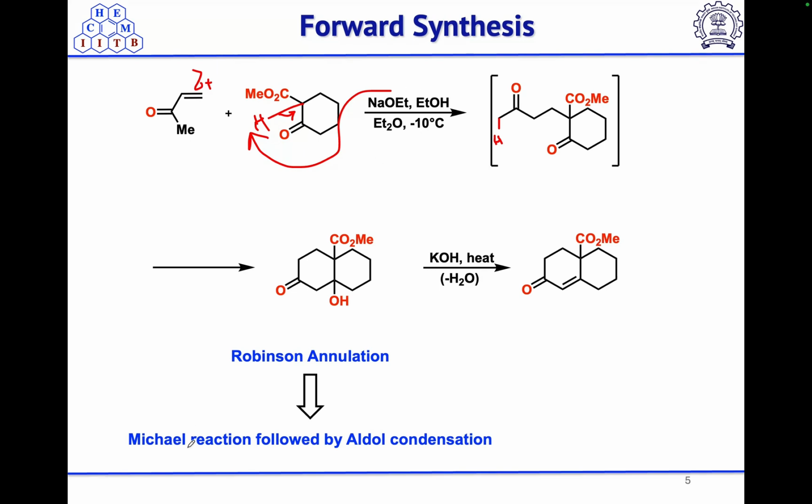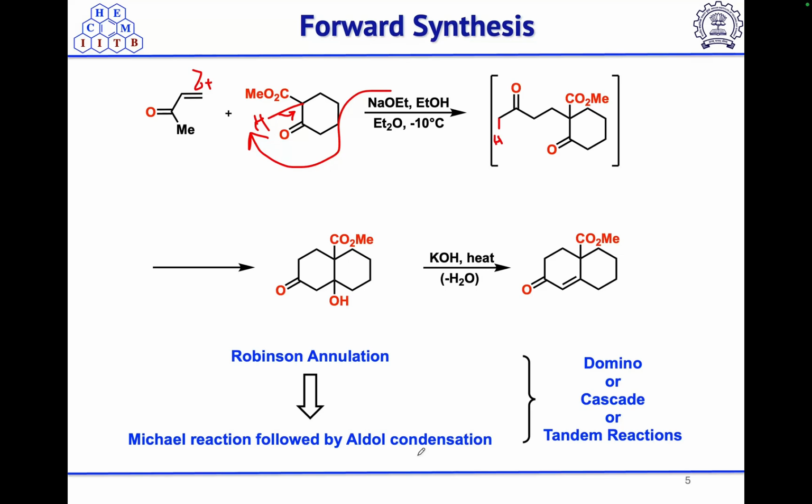So in this first condition, only the Michael reaction followed by aldol condensation, both are happening. That's why we call this type of reaction domino reactions, or cascade reactions, or tandem reactions. The three names are there, but the meanings are similar. So what do these domino reactions mean?